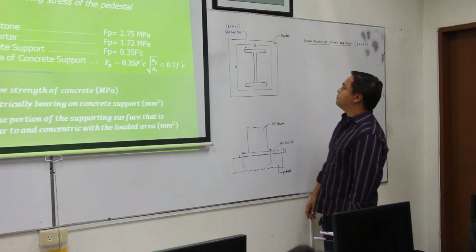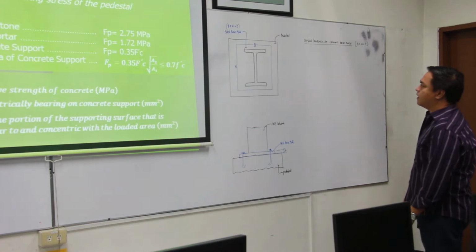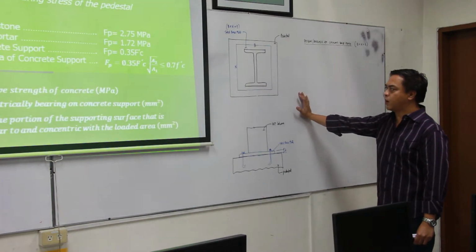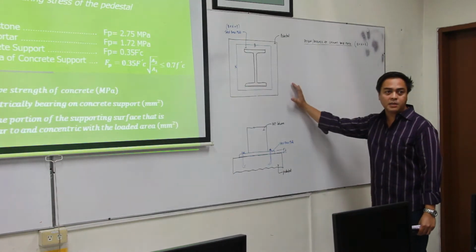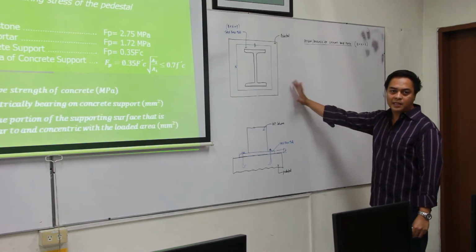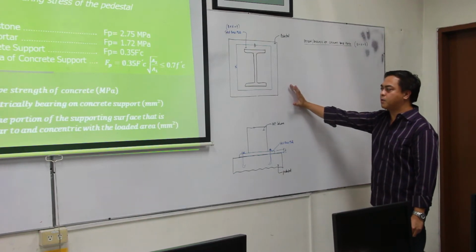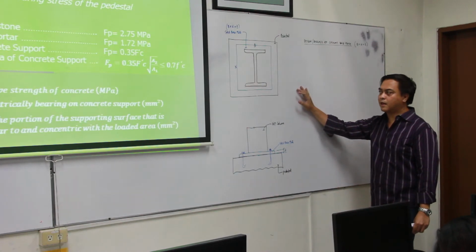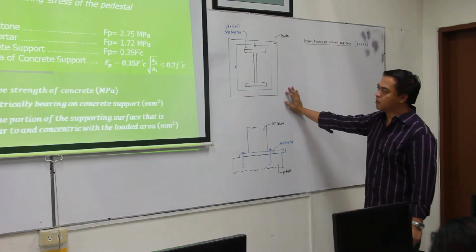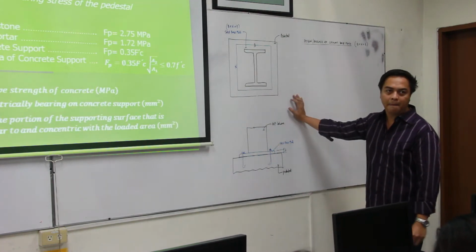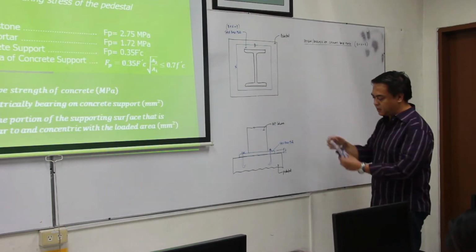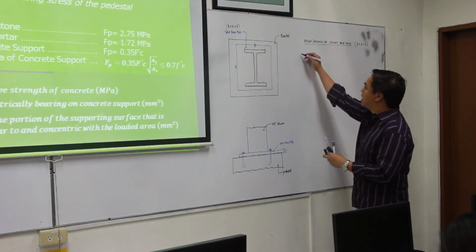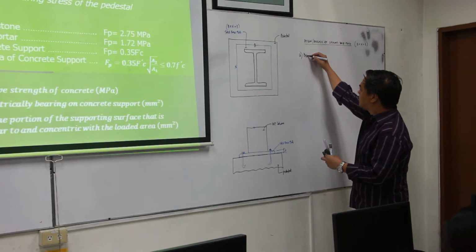Okay, so how do we design a column base plate? In designing, we need to foresee the possible failures. What are the possible failures do you think would be in this assembly of a base plate? What are the two major failures that may happen in this assembly? Bearing, that's correct. The first critical failure is bearing stress.